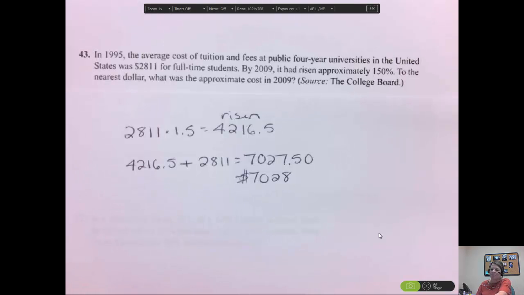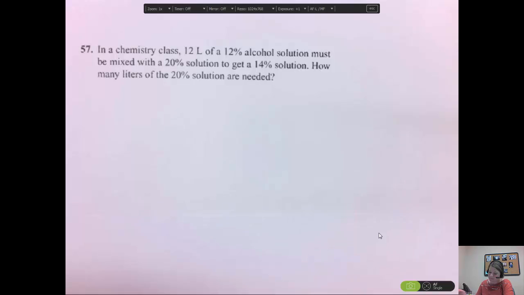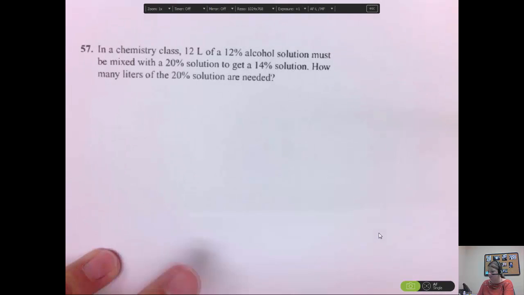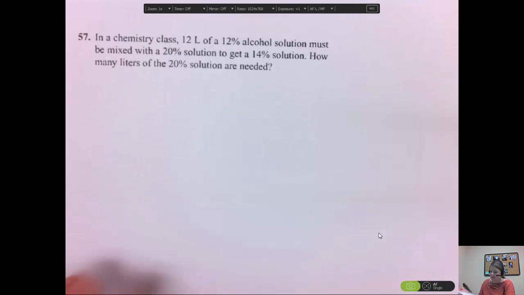Now the next problem comes up like, oh, I don't know, all the time. It's a chemistry problem. Let me see, that kind of shines through, so I'm going to get a new piece of paper. In chemistry class, I have 12 liters of 12% alcohol solution that has to be mixed with a 20% solution to get a 14% solution. How many liters of 20% solution are needed?